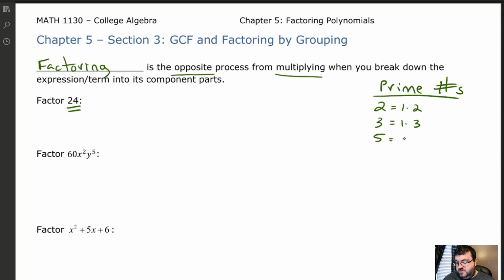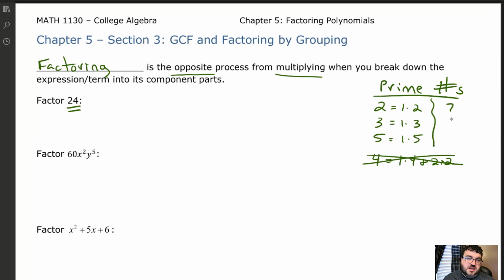5 is 1 times 5. But I skipped 4 in here. Well, 4 is not just 1 and 4. 4 is 1 times 4, but it's also 2 times 2. So if you have multiple things that multiply to get it, like different options, that is not a prime number. 7 is a prime number. 9 is not, even though it's odd.